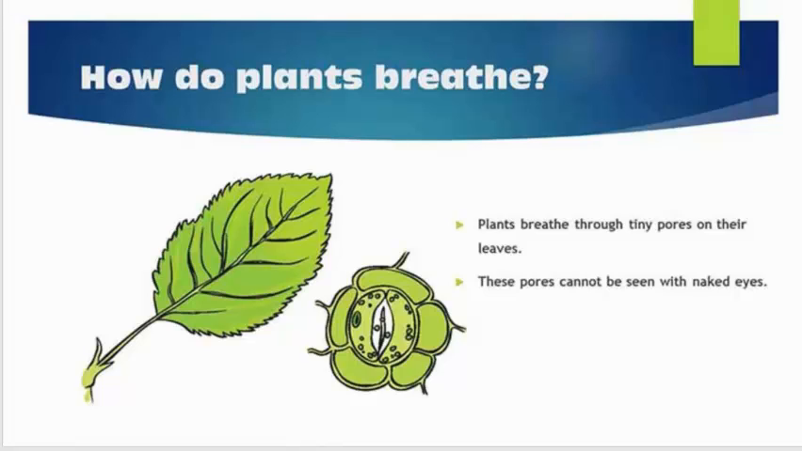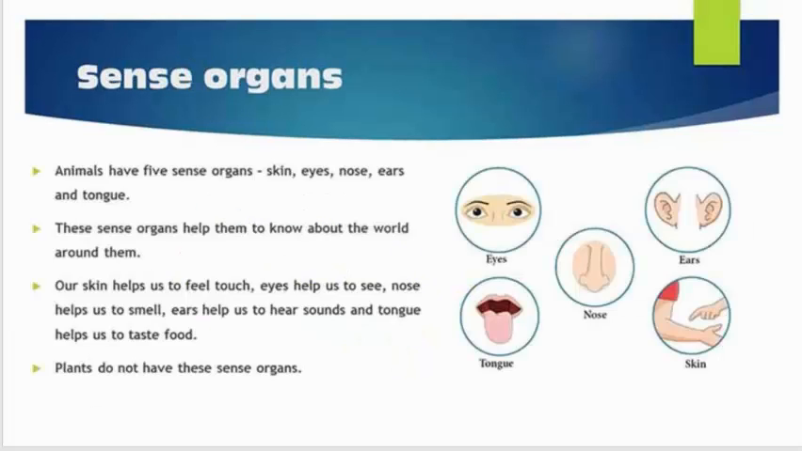Next, sense organs. Animals have 5 sense organs. You all know: skin, eyes, nose, ears and tongue. These sense organs help them to know about the world around them. Our skin helps us to feel touch. Eyes help us to see. Nose helps us to smell. Ears help us to hear sounds. And tongue helps us to taste food. Plants do not have sense organs.